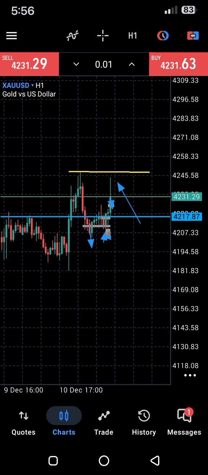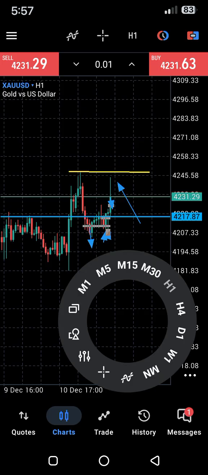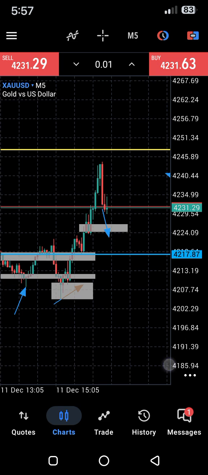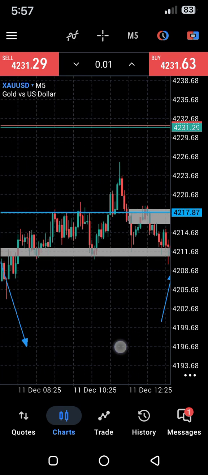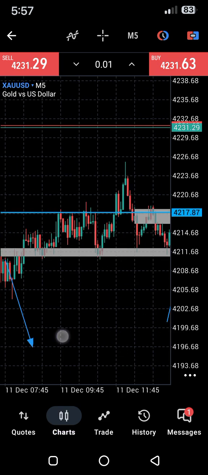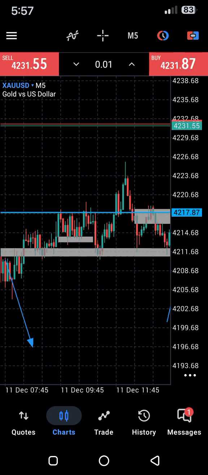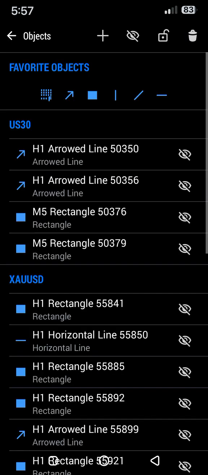Why is this very important? Because on the higher time frame, you have a higher probability for price to continue with a trend rather than on the low time frame. M15 can give you a fake out at any moment. Let me just show you an example. If you go to the M5, what do you observe? On the M5, let's say you are trading over here. You see that price made a level of support over here. What did price do? Price came and broke that level of support.